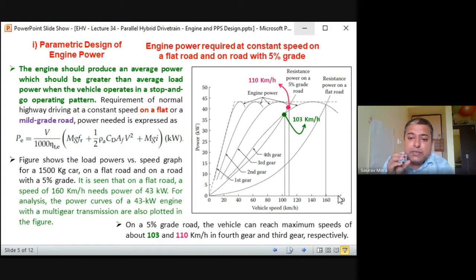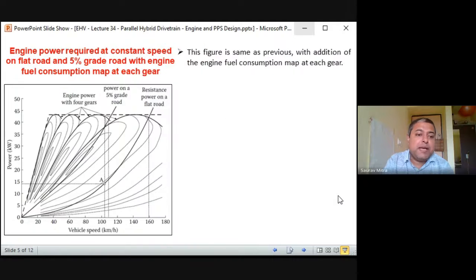But which is the best speed where you can get maximum efficiency in fourth gear driving? So this dark line is the fourth gear. It is going up and coming here. So for the flat road, it is 160. For the graded road, it is 103 kilometers per hour. All those things are same.